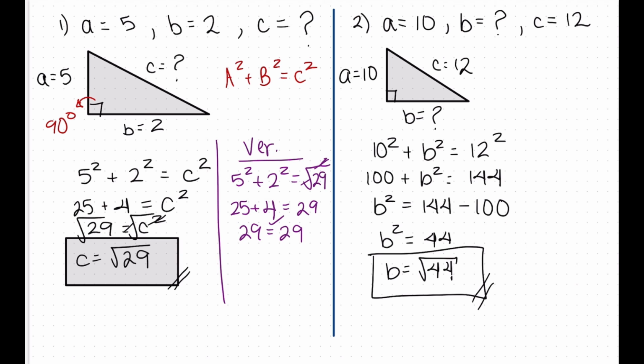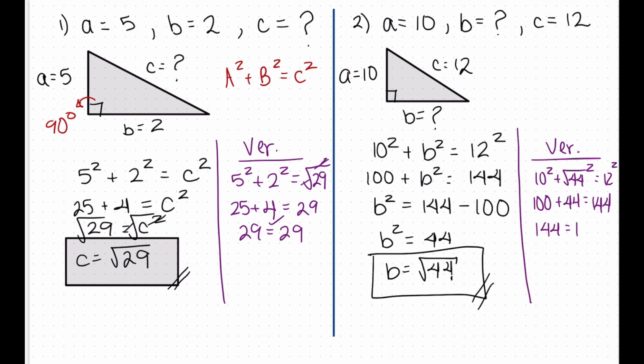our answer. And we can also verify this one by putting 10 squared plus the square root of 44 squared equals 12 squared. And that's 100 plus 44 equals 144. 144 equals 144. And that is correct.